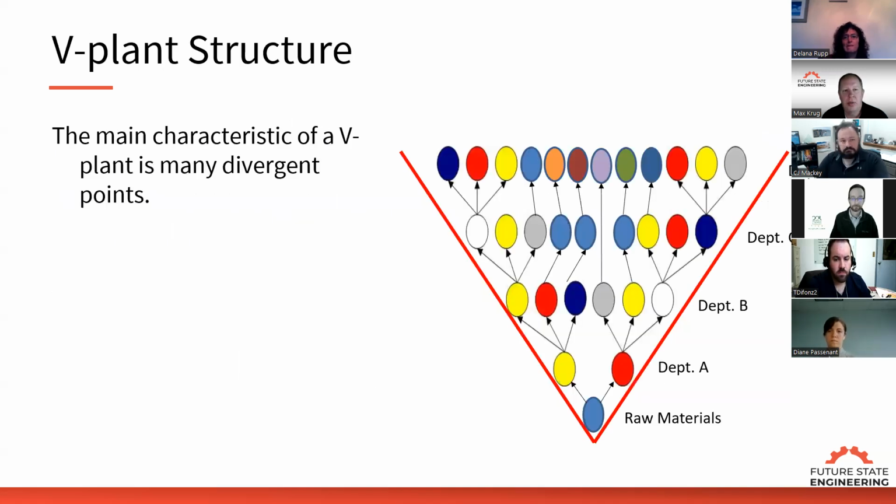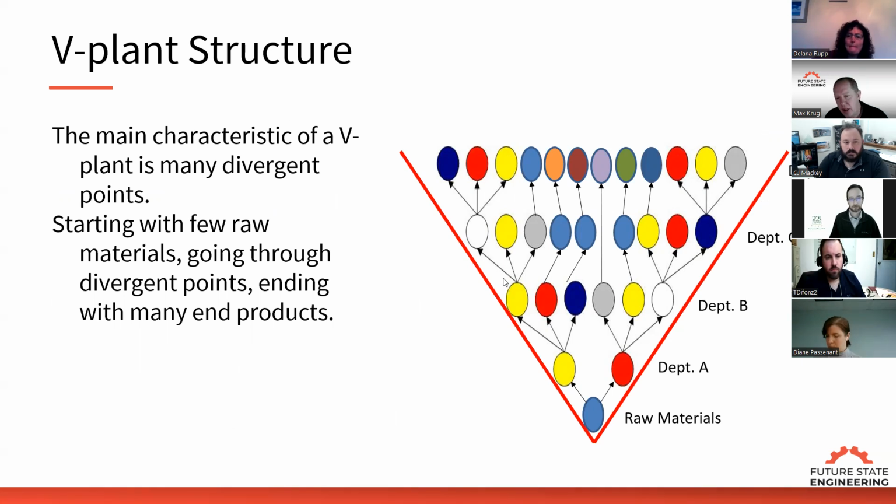So when we look at different plants, different companies, there's 4 basic plant configurations. The plant configurations are V, A, T, and I, okay? So the V plant configuration, the characteristics of a V plant, it has many divergent points. So you see the V configuration here. It starts out with very few raw materials that go through process steps. And then once I go through the process step, I can't go back, right? So Heath will understand this one.